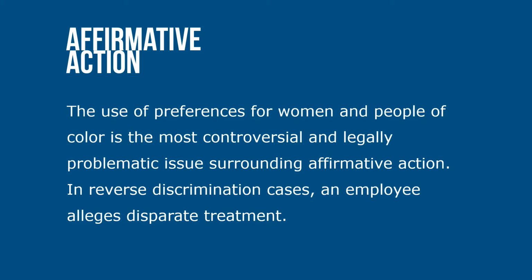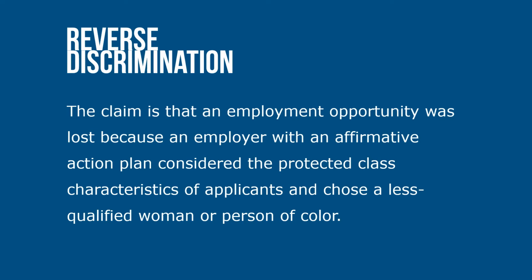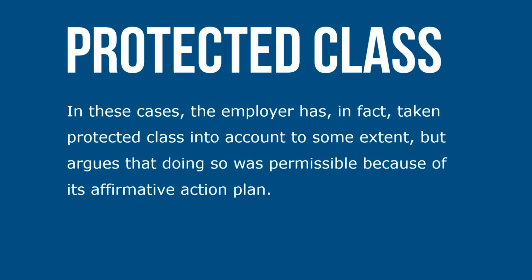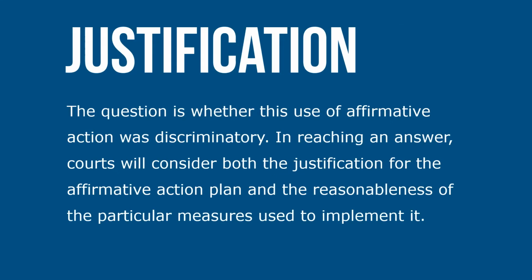In reverse discrimination cases, an employee alleges disparate treatment. The claim is that an employment opportunity was lost because an employer with an affirmative action plan considered the protected class characteristics of applicants and chose a less qualified woman or person of color. In these cases, the employer has, in fact, taken protected class into account to some extent, but argues that doing so was permissible because it put an affirmative action plan in place. The question is whether this use of affirmative action was discriminatory. In reaching an answer, courts will consider both the justification for the affirmative action plan and the reasonableness of the particular measures used to implement it.